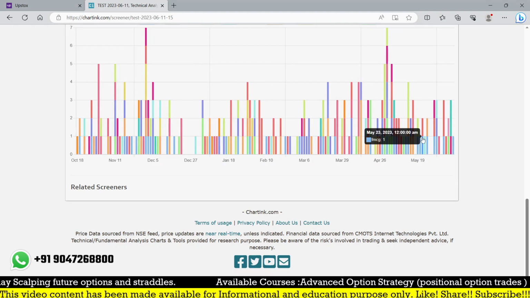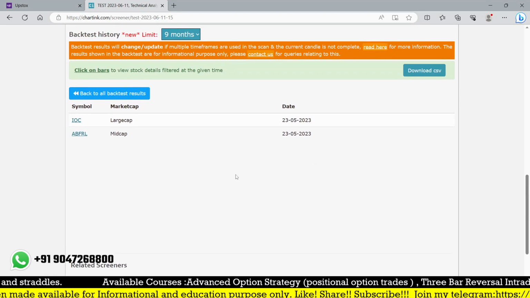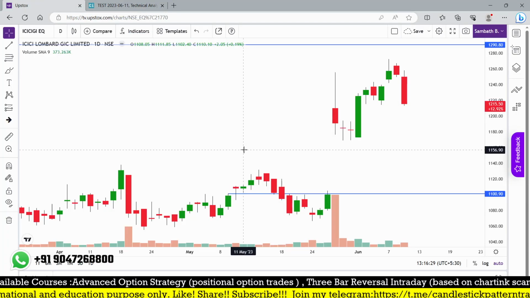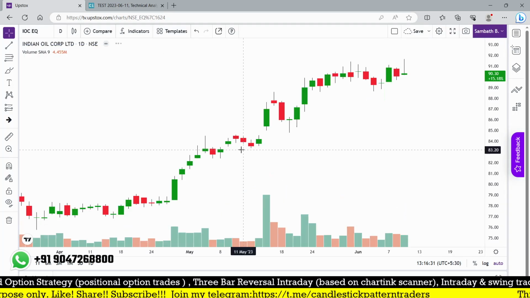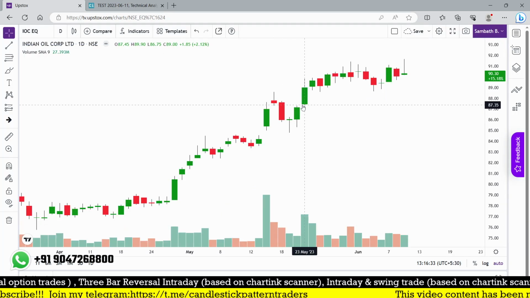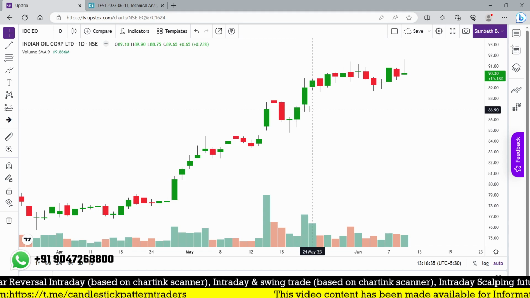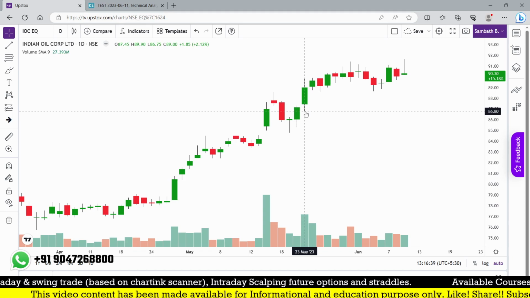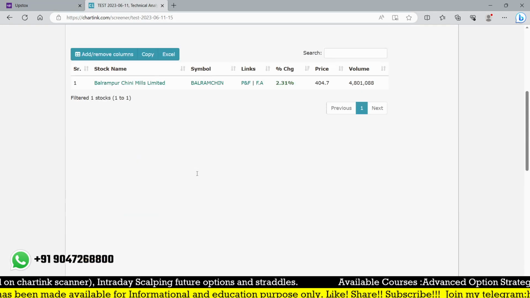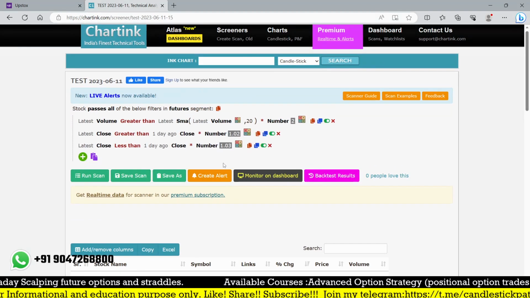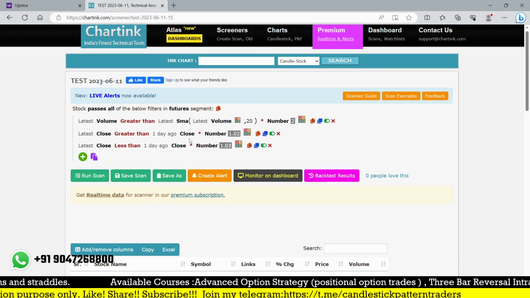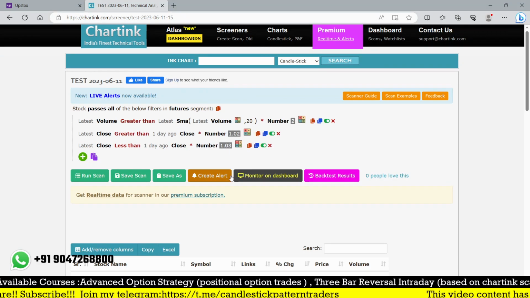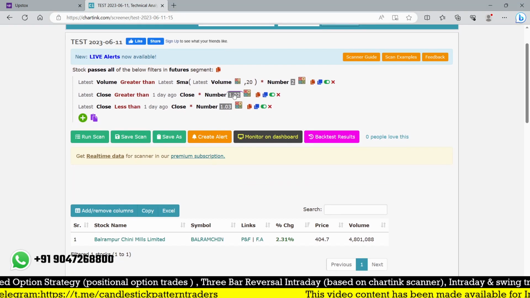So we will reduce the number of stocks, and IOC, ABFRL and 23. IOC, 23. Yeah, this day the percentage is less than 3%. So what we have filtered on this condition is that the stock must be within 2 to 3%. These two conditions will filter out only 2 to 3% stocks.